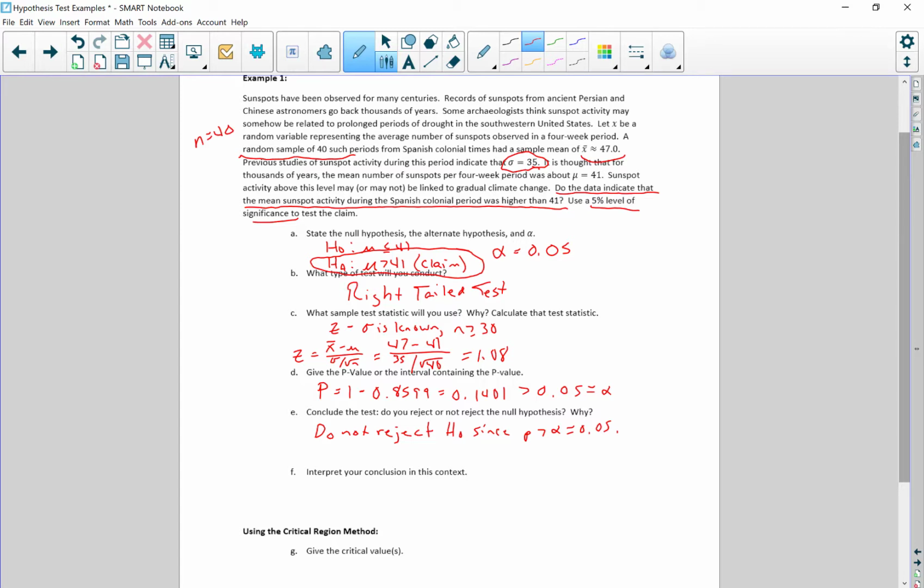In this case, the question we were asked was, does the data indicate that the mean sunspot activity during the colonial period was higher than 41? Since we did not reject the null hypothesis, the null said mu is less than or equal to 41. We do not have enough evidence to say that the sunspot activity during the Spanish colonial period was higher than 41.